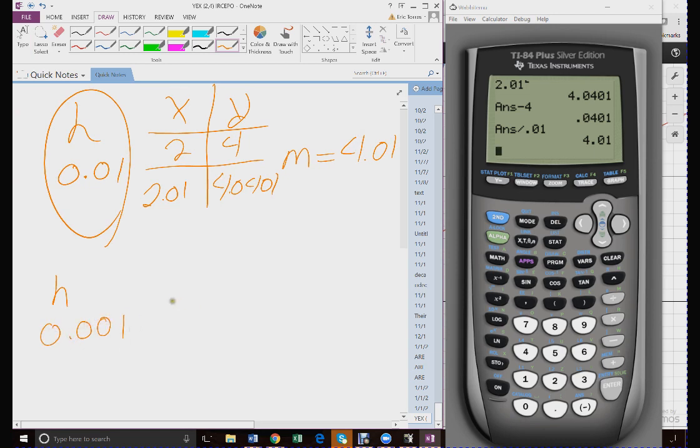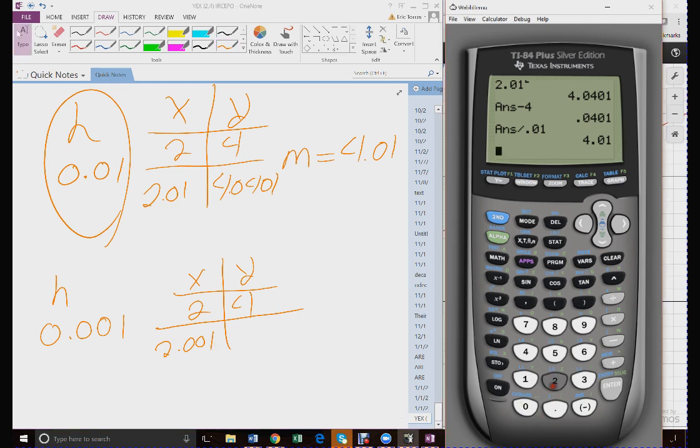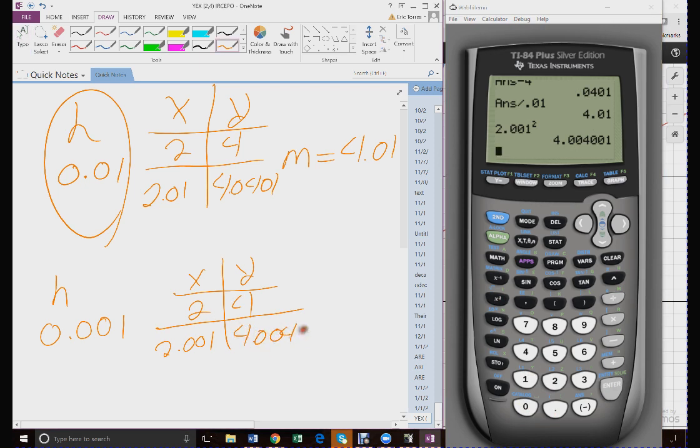So let's make our table. First x value and first y value never change. We're looking at the point 2, 4. So now my x value is 2.001. And what is my y value? Let's use my calculator. 2.001 squared is my second y value, 4.004001.